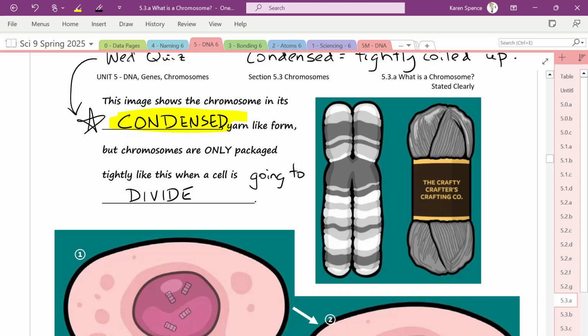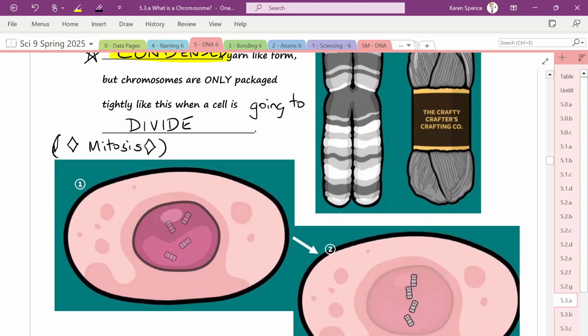We are not specifically going to cover mitosis this year, but if you are interested, I actually have a little extra package that I can give you on mitosis. So I'm just going to put that in brackets and a little diamond. Mitosis. You should be able to logically put together these pictures in order, but you won't need to say what they're called.